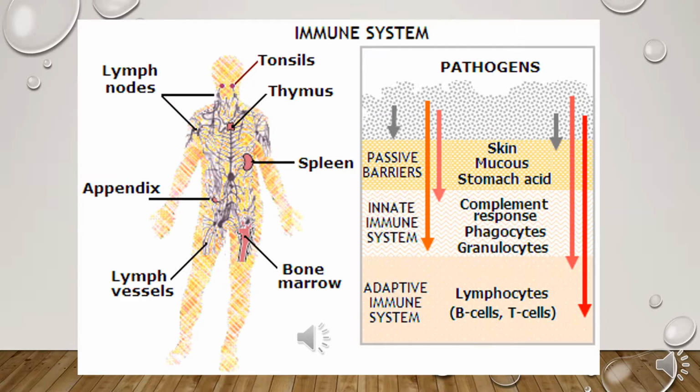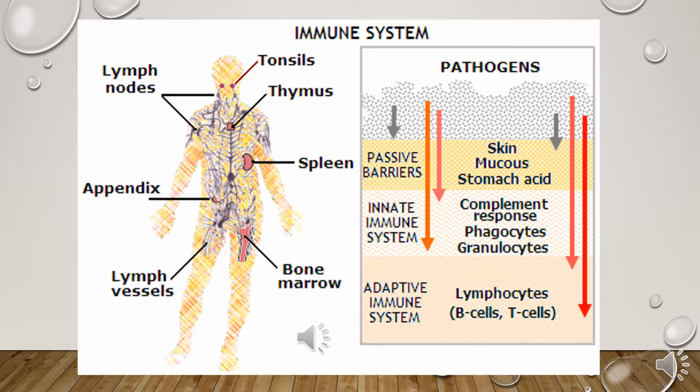This is also a good slide that shows you, on the left-hand side, the organs and body systems that have to do with the immune system, the parts of the body that also help with immunity. The lymph nodes, tonsils, the thymus, the spleen, which sometimes we don't really think about, the bone marrow, the lymph vessels, and that funny little organ we call the appendix.